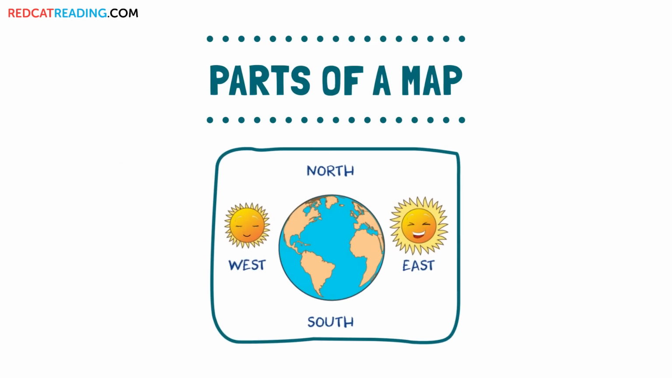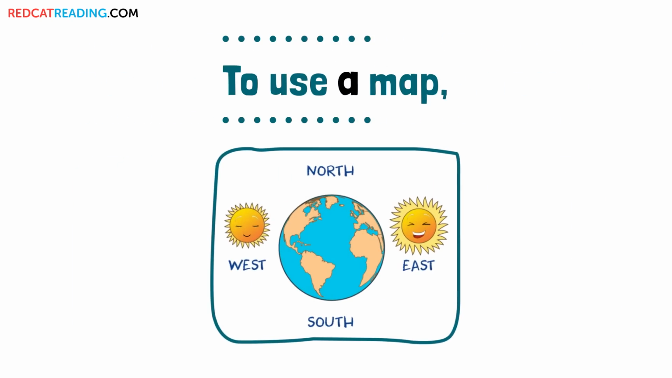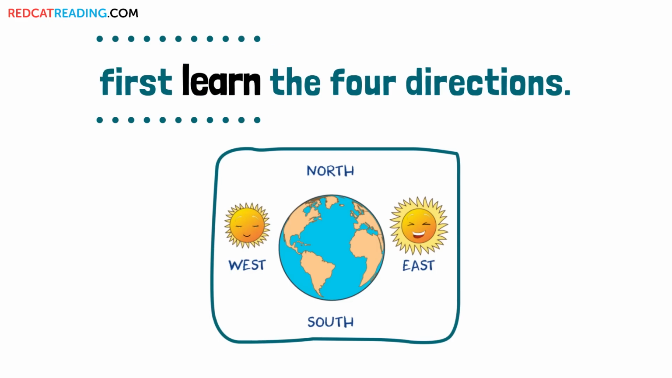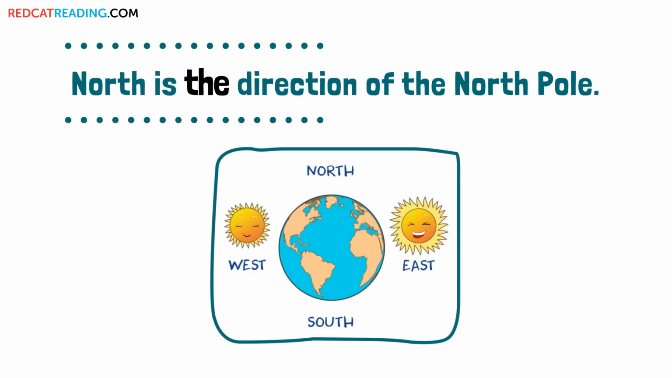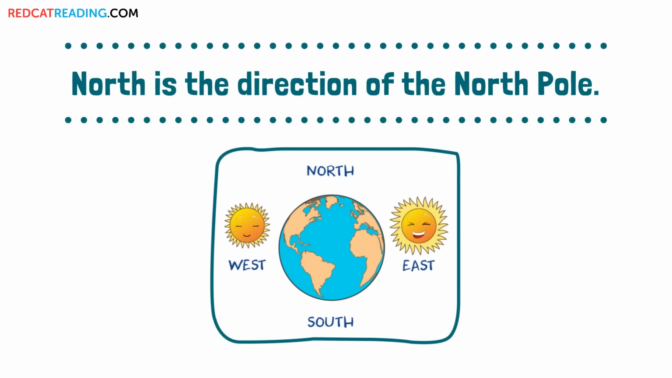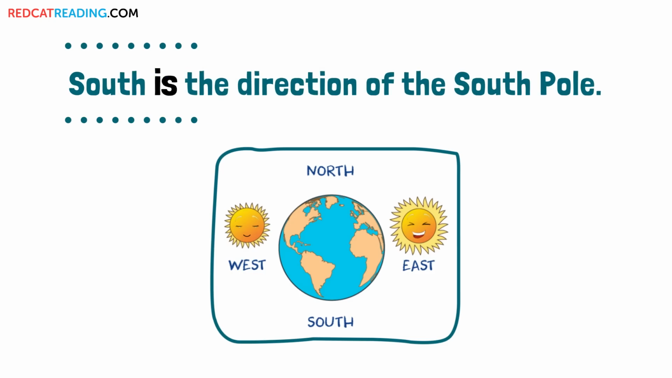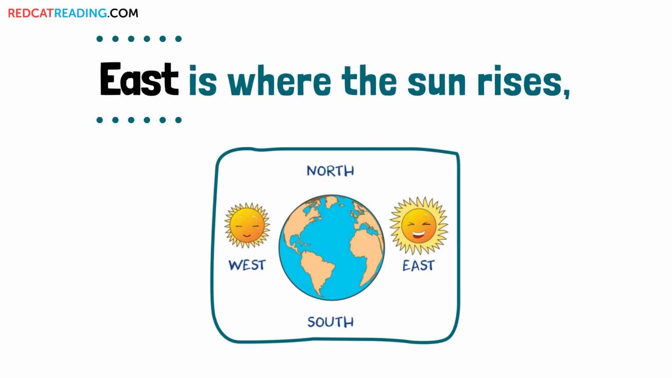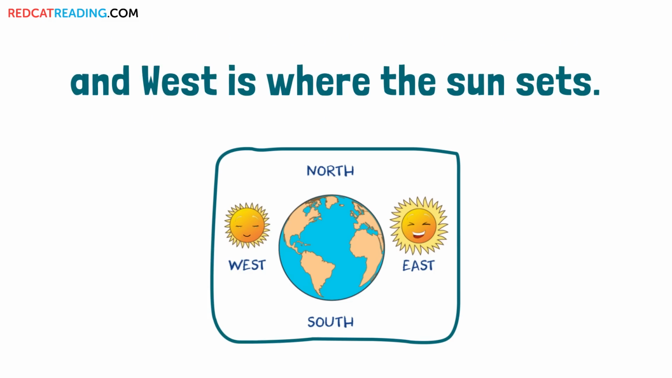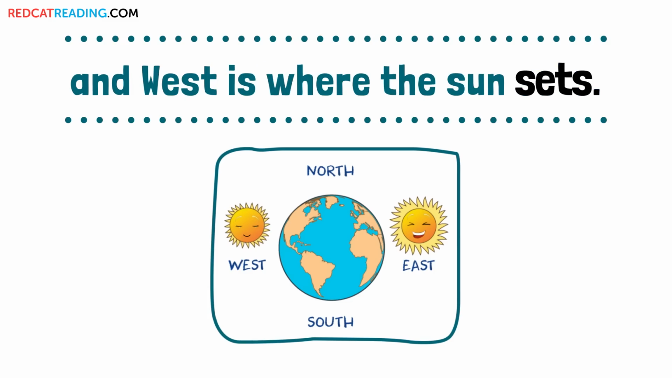Parts of a map. To use a map, first learn the 4 directions. North is the direction of the North Pole. South is the direction of the South Pole. East is where the sun rises, and west is where the sun sets.